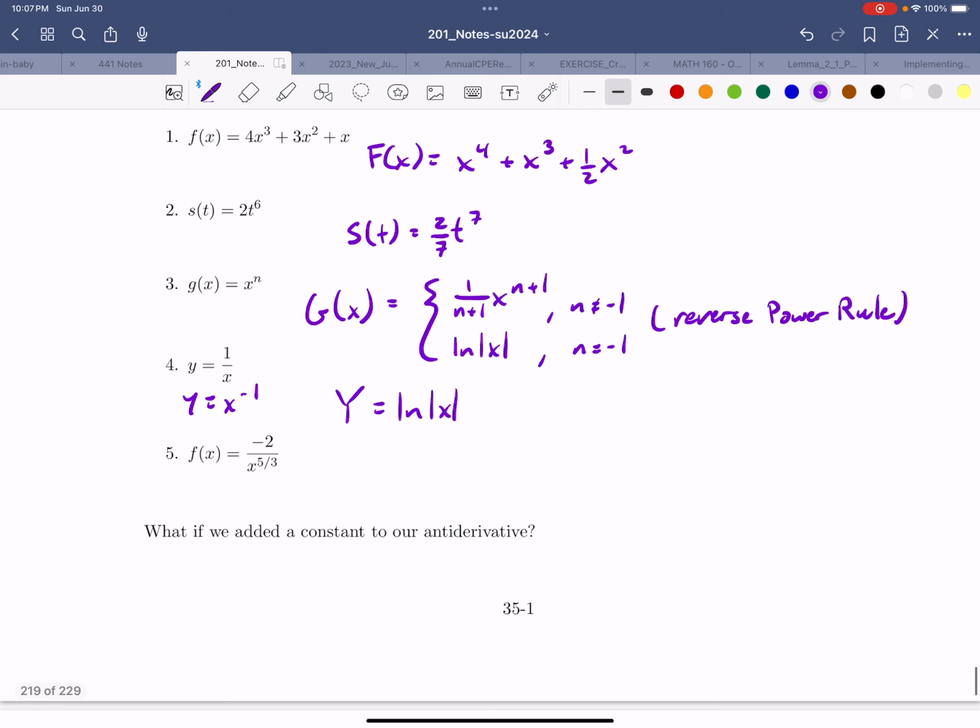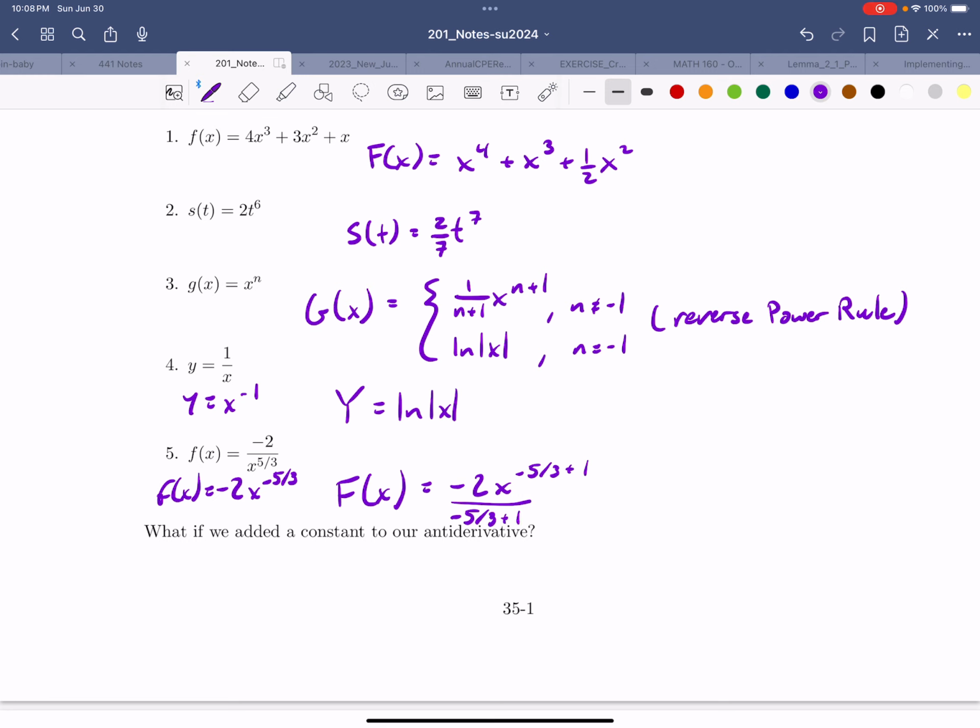All right. Now, anyway, let's take a look over here. I'm not exactly sure what this should be, but I do know that little f of x equals negative 2x to the negative 5/3. That might be easier, right? Because now, using this reverse power rule, I can just say it's going to be negative 2x to the negative 5/3 plus 1, and then all of that divided by negative 5/3 plus 1.